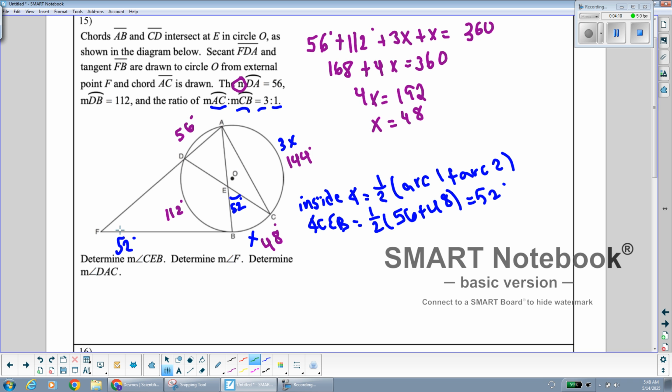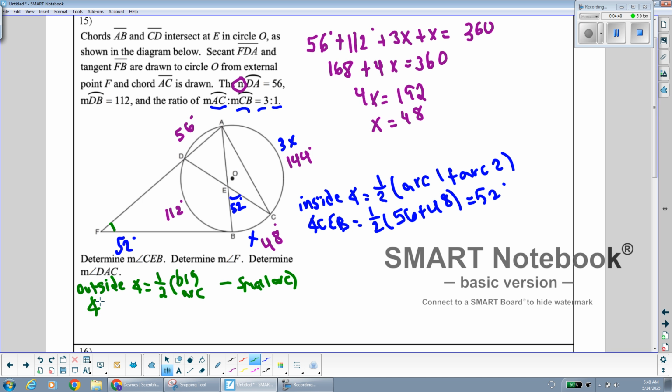Now we have to find angle F. Angle F is an outside angle. Remember that outside angles are very similar to inside angles, except instead of being half the sum of the arcs, it's half the difference of the intercepted arcs. And we do the big arc minus the small arc, so we don't end up with a negative arc measure.